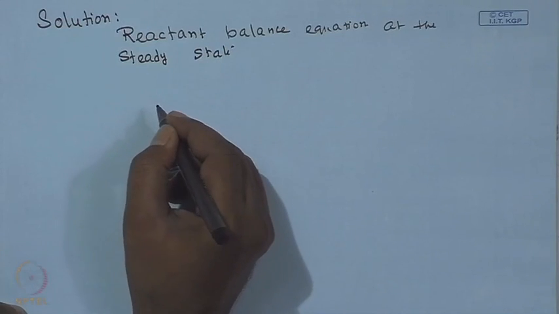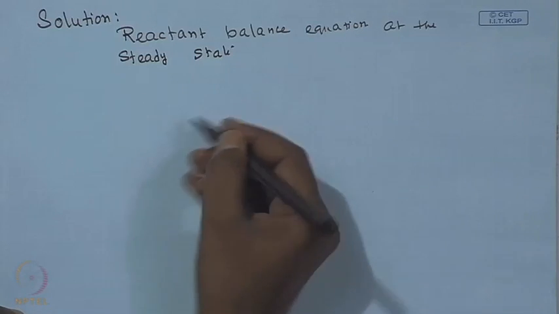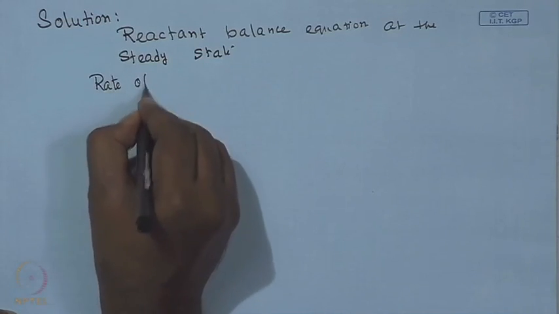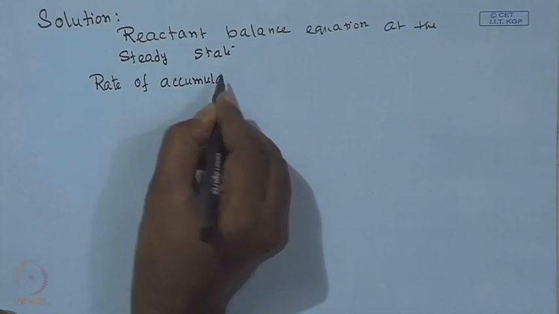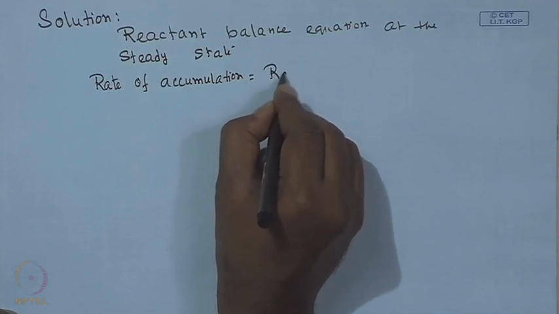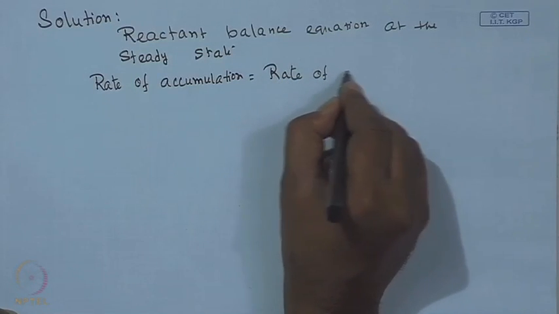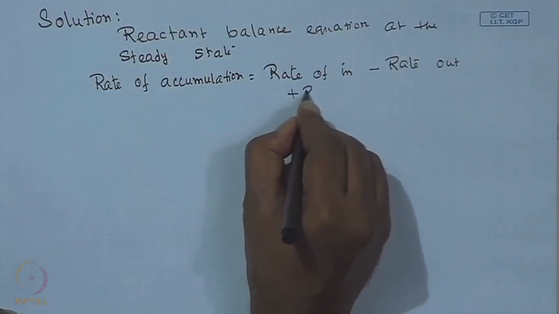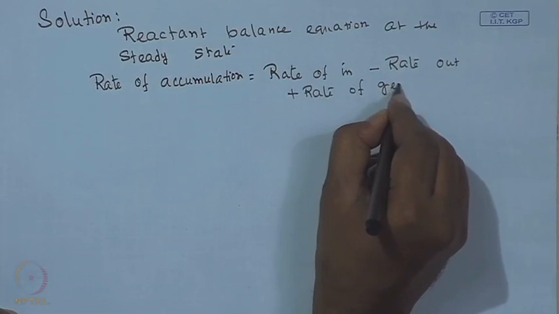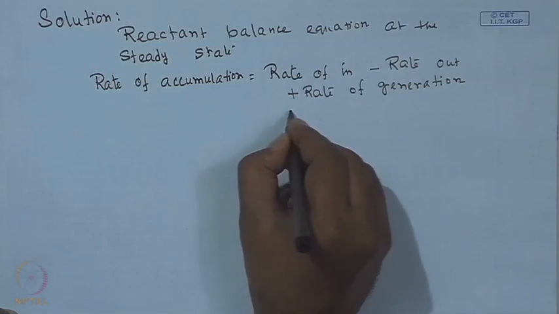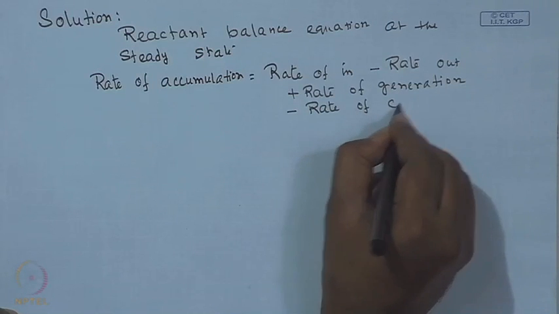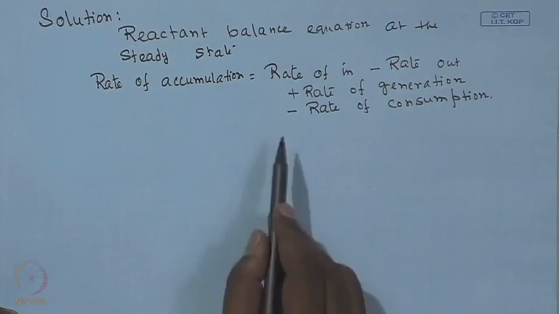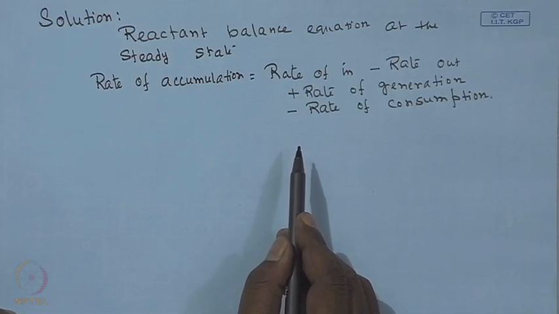So, if you remember from the last class, we developed that for any balance equation we write: rate of accumulation is equal to rate of in minus rate out plus rate of generation minus rate of consumption. So, this general balance equation is valid for every quantity.